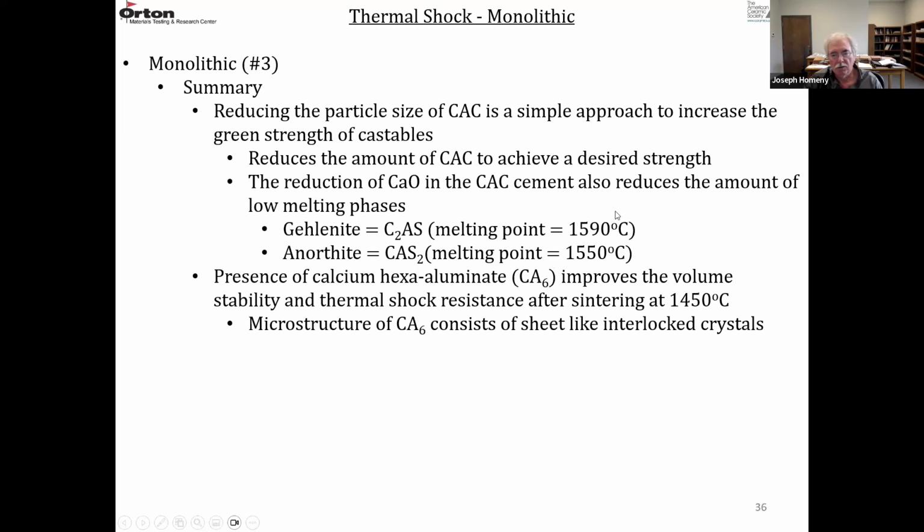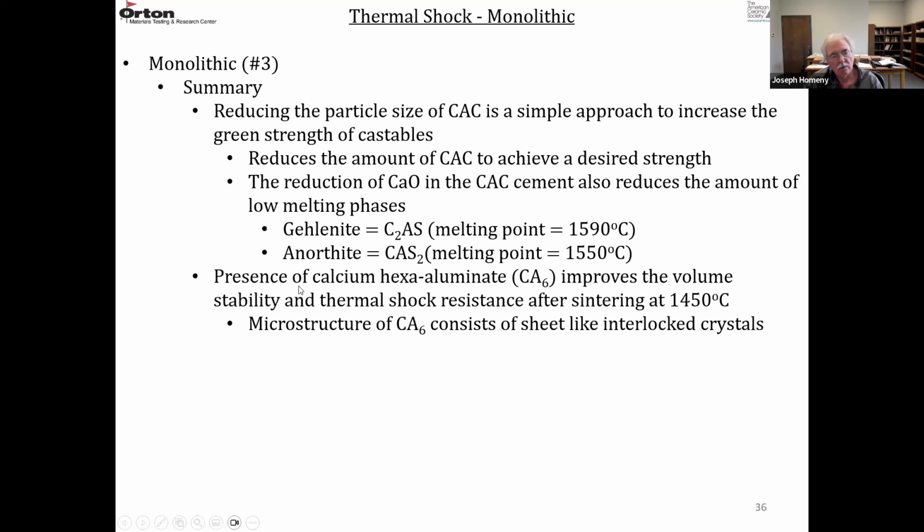So in a steel application, these are lower melting than where you're going to be melting or refining the steel. So these are undesirable phases.